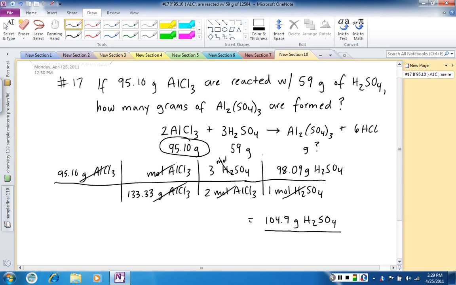We only have 59 grams, which is less than 104.9. So that would tell us that our limiting reagent is H2SO4 and our excess reagent is AlCl3. You then use the limiting reagent to figure out how much product is formed, because that is the one that dictates how much product can be formed.